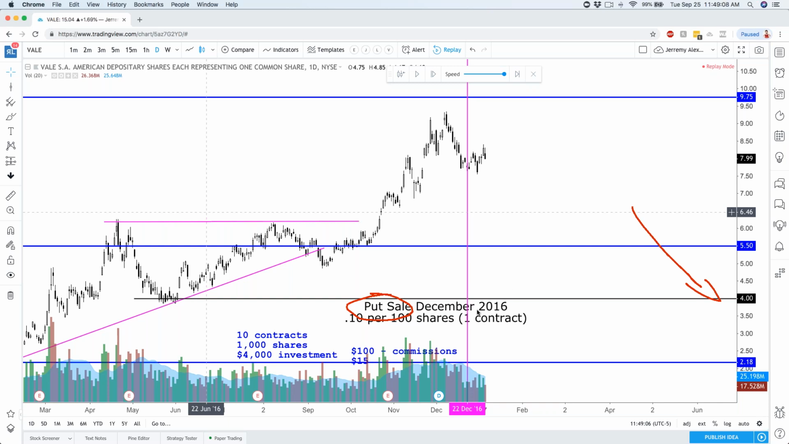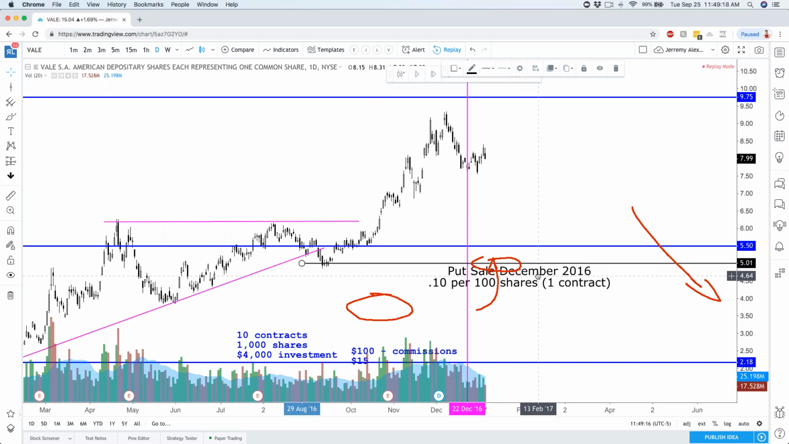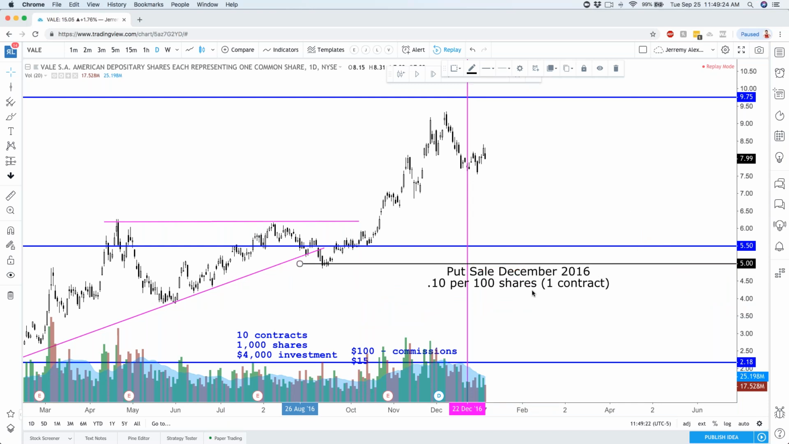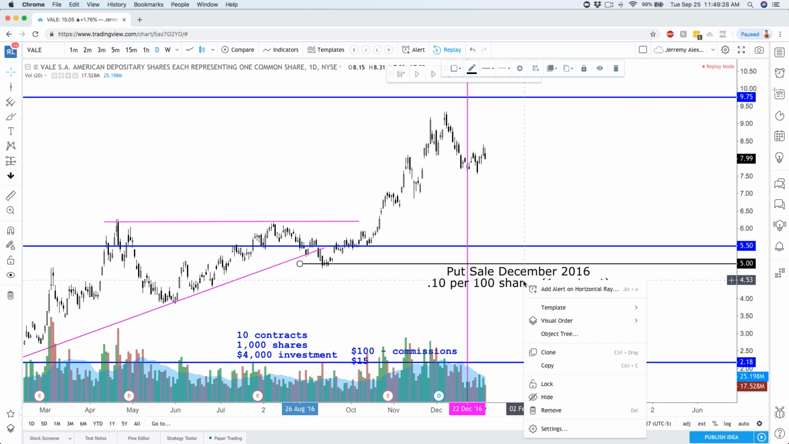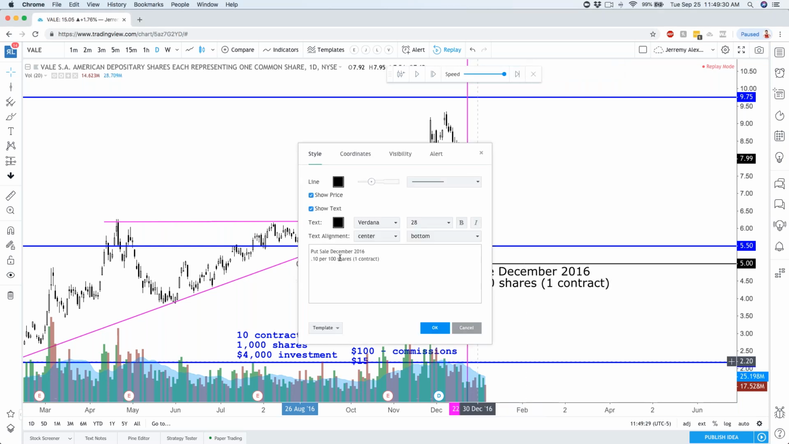So if it works once, then we can turn around and do probably a $5 put sale again on this particular stock. So that one worked, so we do a $5 one. We probably would get 10 cents again, but we'd have to go pretty far out. So we'd have to go most likely to April to get that kind of money. So that'll be April 2017 now.